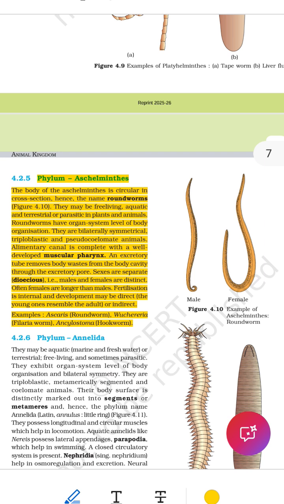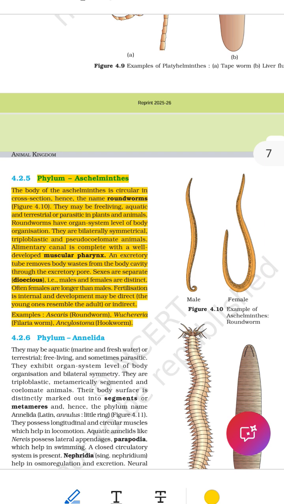Where do roundworms live? Roundworms can be found in many places. 1. Free living. These worms live on their own. They do not live inside any other living thing. They can be found in soil or water. 2. Aquatic. Some roundworms live in water, like ponds, rivers, and oceans. 3. Terrestrial. Some live on land, especially in moist soil. 4. Parasitic. Some live inside the bodies of plants, animals, or humans. These are called parasites. They take food and shelter from their host, the body they live in.